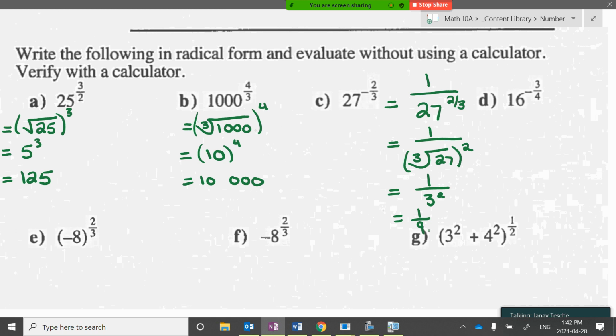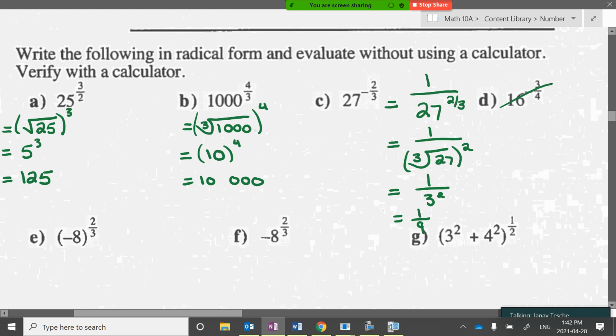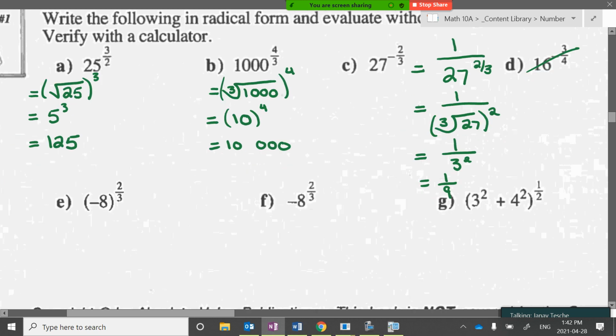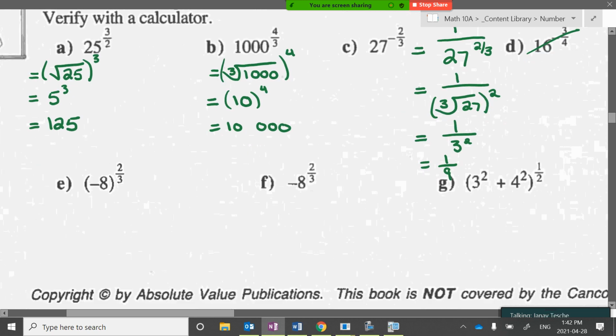So you just get 1 9. It looks really scary and intimidating and ends up being a little bit simpler. I'm going to skip 16 because that's the same thing. Let's look at E and F. What's the only difference between E and F?